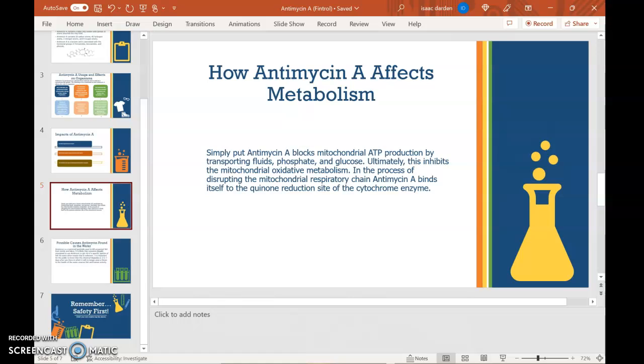So next I want to break down how antimycin A affects metabolism. Simply put, antimycin A blocks mitochondrial ATP production by transporting fluids, phosphate, and glucose. Ultimately, this inhibits the mitochondrial oxidative metabolism. In the process of disrupting the mitochondrial respiratory chain, antimycin A binds itself to the quinone reduction site of the cytochrome enzyme.